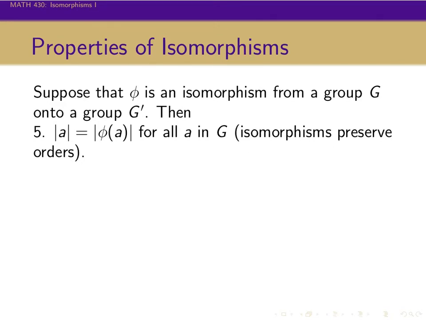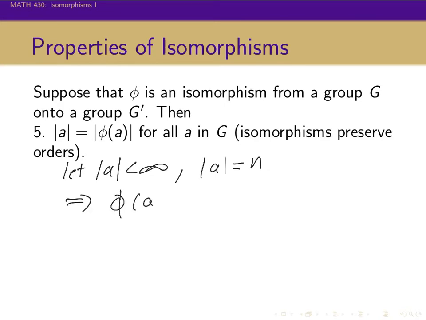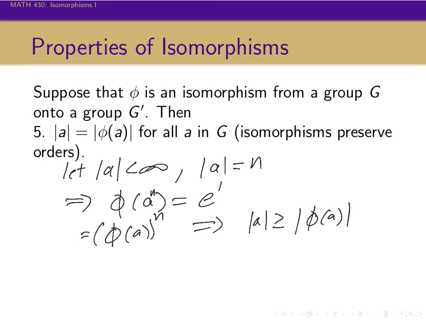So now let's do the finite case. So let the order of a be less than infinity. And so in particular, let's let a have order n. And so then that means that phi of a raised to the nth power, on the one hand, is going to be the identity in G prime, because a to the n is the identity in G. On the other hand, it's equal to phi of a to the n. And so then that implies that the order of a is greater than or equal to the order of phi of a.